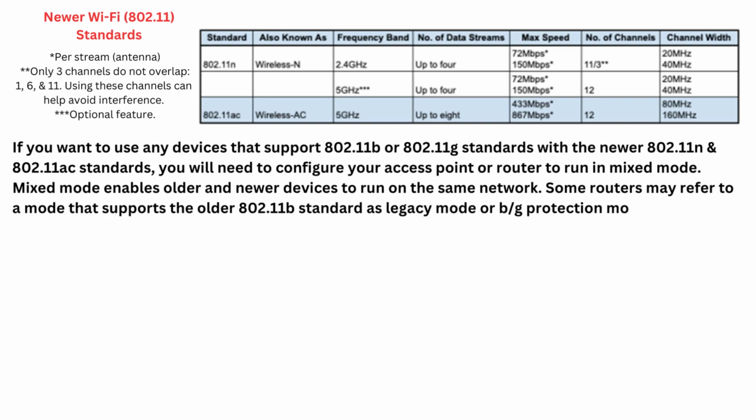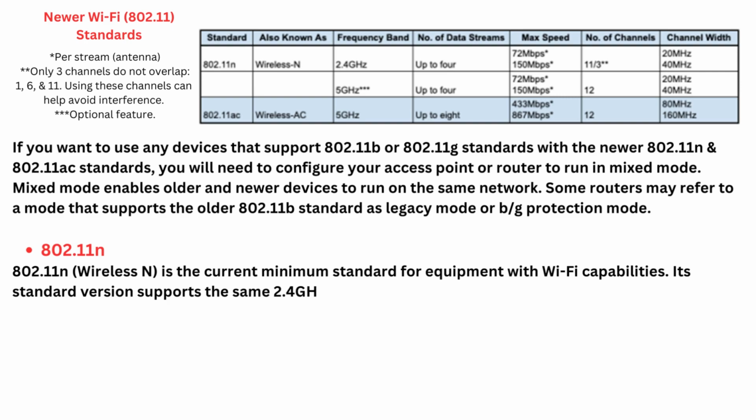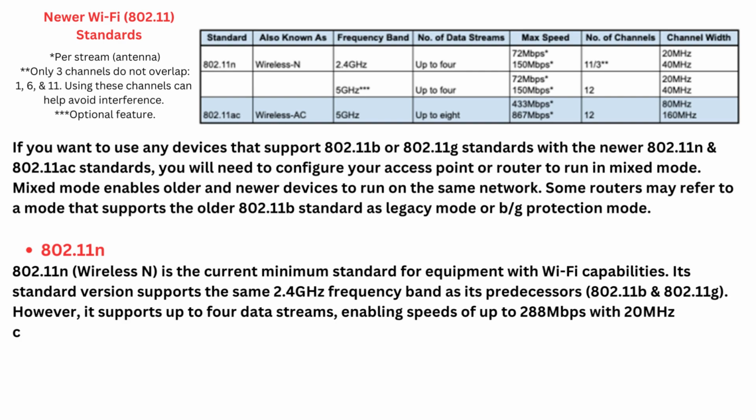802.11n. 802.11n, wireless N, is the current minimum standard for equipment with Wi-Fi capabilities. Its standard version supports the same 2.4 GHz frequency band as its predecessors, 802.11b and 802.11g. However, it supports up to 4 data streams, enabling speeds of up to 288 Mbps with 20 MHz channels.